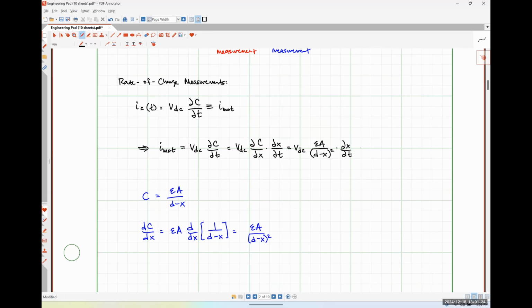Well, I can approximate this. Let me put a note here. If my displacement is much smaller than my nominal gap, then what does that d minus x squared term reduce to? Just d squared, right? So that's going to look like VDC times epsilon A over d squared, and then the change in x with respect to time is just my velocity, which I'm going to call x dot. I'm going to put a little box around this.